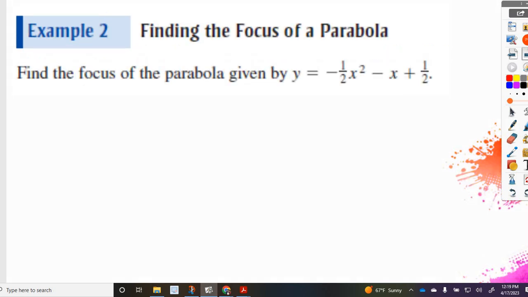So it says find the focus of the parabola. What are the two things that we would need to know in order to be able to find the focus? So the vertex and the p-value, right? Those are the two things we would need, which we can get from our formula if our formula is in standard form. Is that formula in standard form? Does it look like the equations that we had at the beginning? Nope. So what's wrong with it right now?